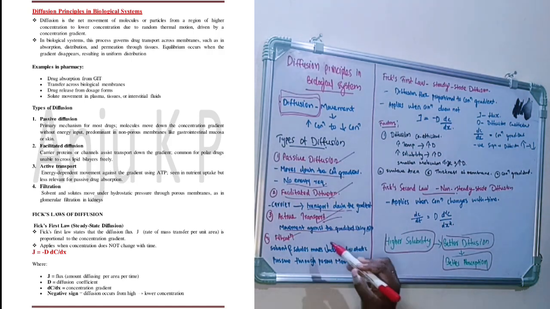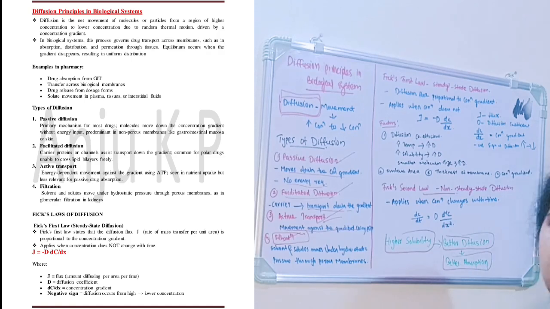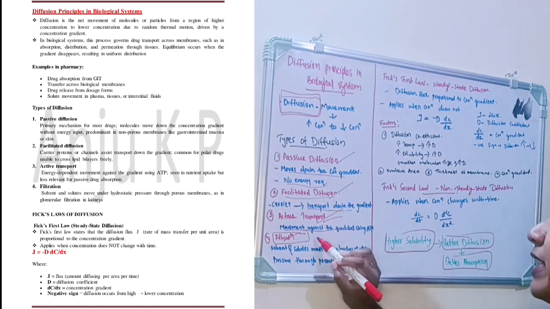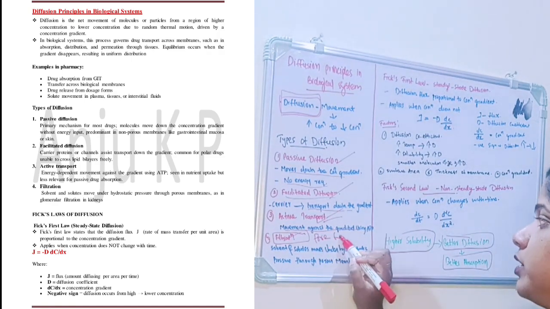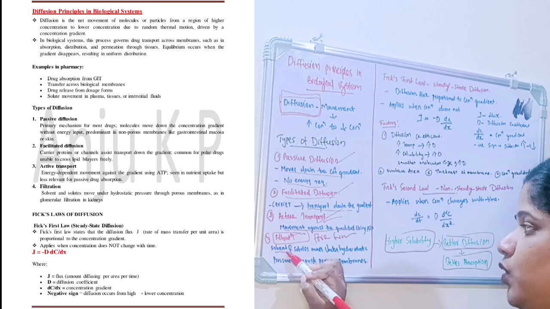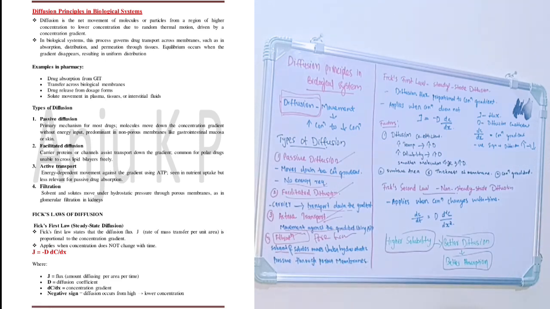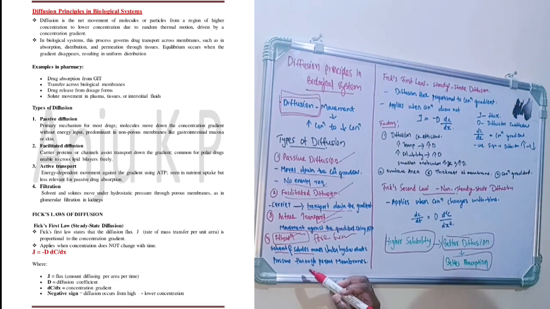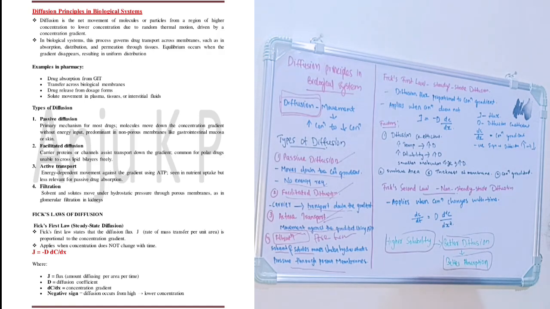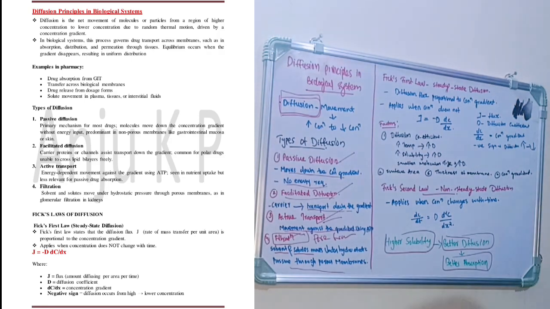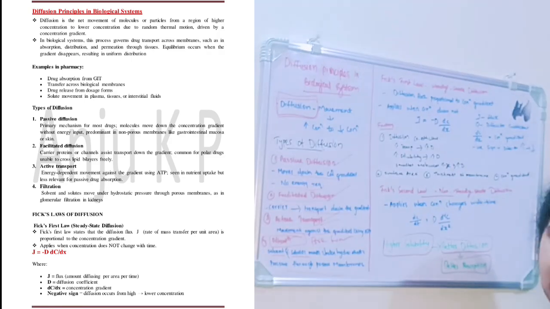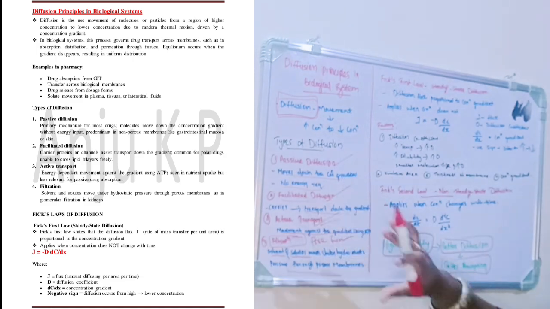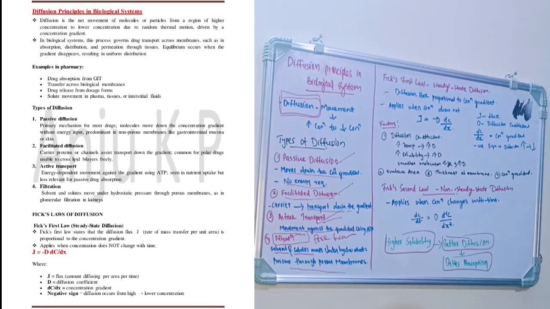Next comes the filtration part. Filtration we also call pore transport. Why? Because solvent and solute move under hydrostatic pressure through a porous membrane. That is called filtration diffusion, here pore transport. So these are the types of diffusion.